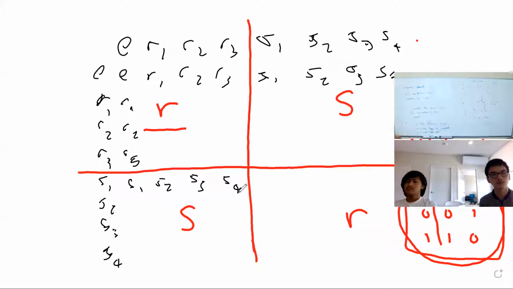Yeah, can you go to a new screen? You can use your whiteboard if you want. Yeah, okay.